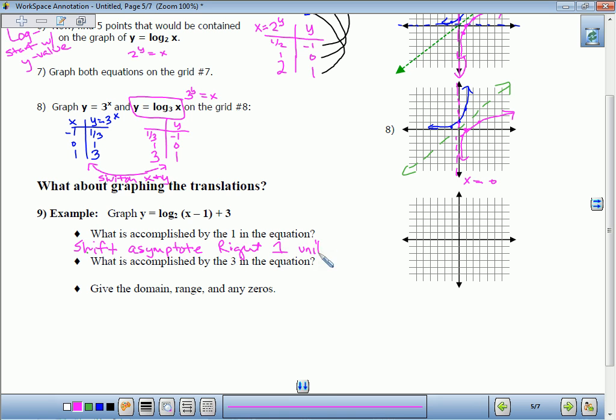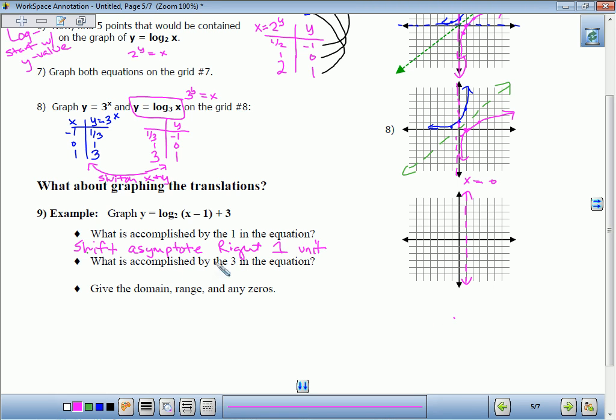Okay, it's going to go right 1 unit, so it's going to be right here. So that horizontal shift left and right shifts the asymptote. Wait, you shifted it left. I did. I said right and then went left. Let's try again. Okay, there we go. And the shifting of the asymptote truly shifts the entire function. It just helps us to graph it in an easy way.